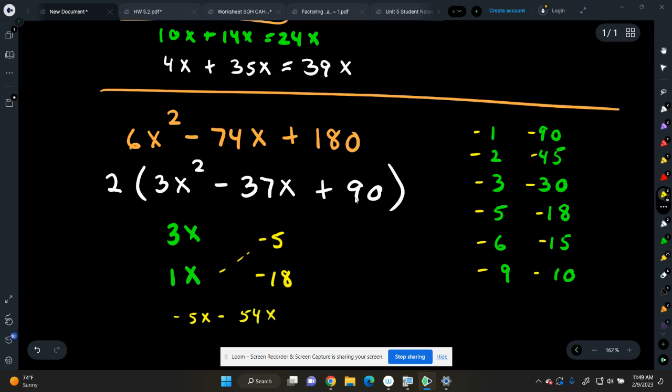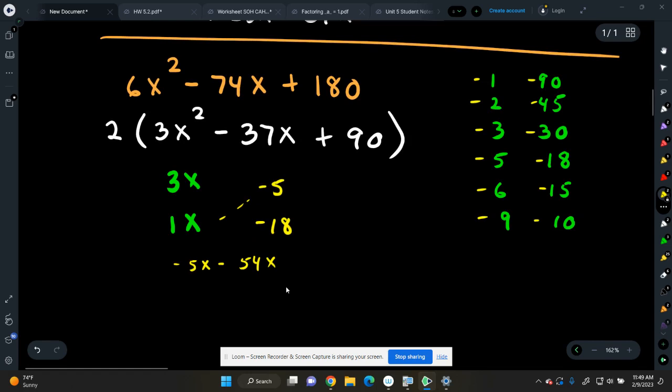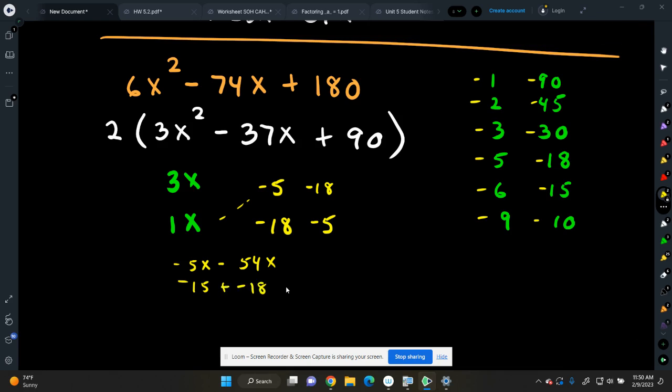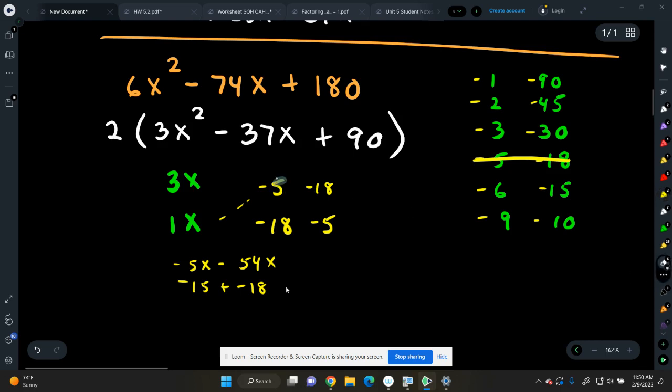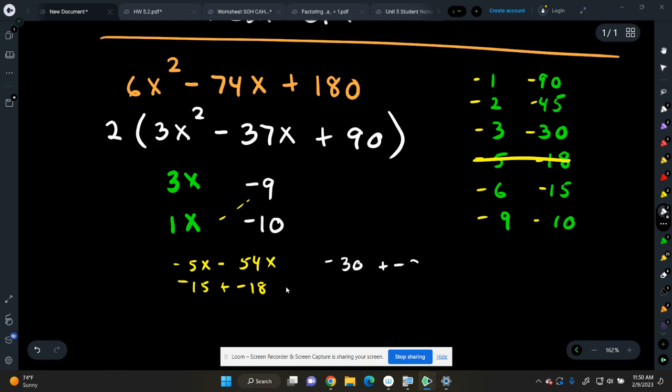Negative 54. Did that work? No. If we switch the 18 and the 5, we're going to get negative 15 plus negative 18. Does that add up to 37? No, that adds up to 33. So the 5 and the 18 didn't work. Negative 9 and negative 10. Let's try that. Negative 9, negative 10. We're going to get negative 30 plus negative 9. It's close, but not quite.